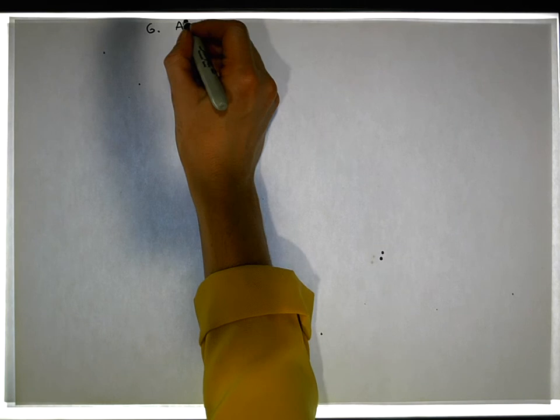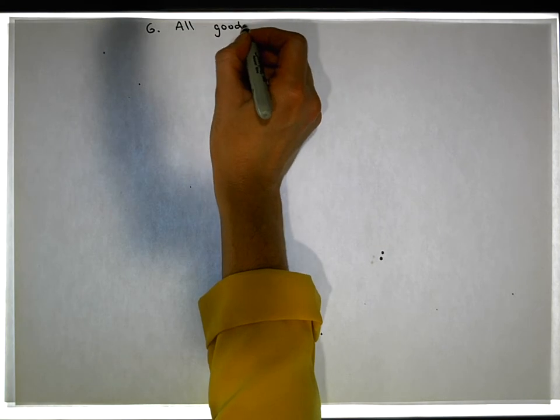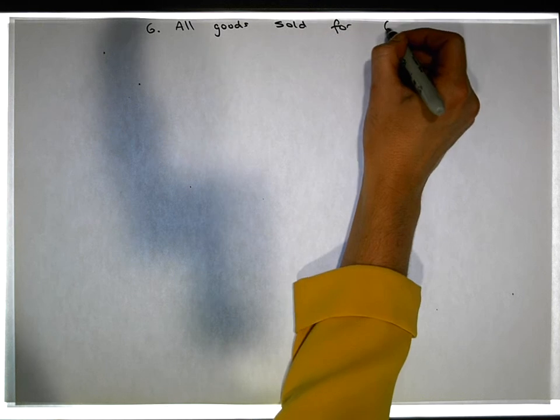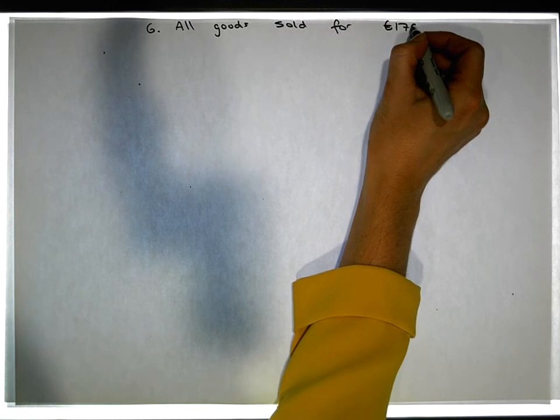The next transaction is the business sold the goods. So he sold the goods that cost him €100 for 175. A business would never buy goods in and sell them for the same amount. Why not? Because they want to make a profit.